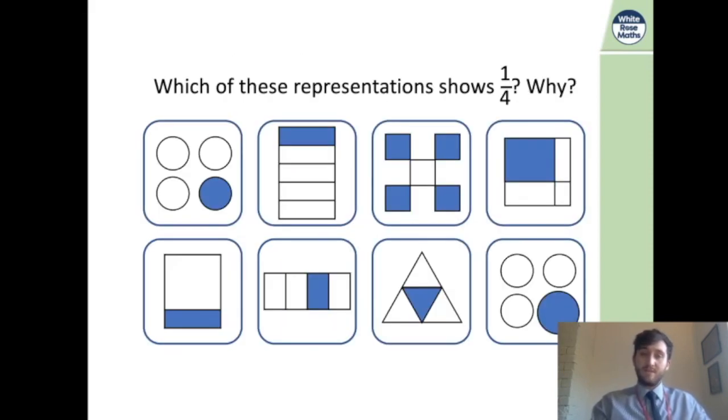So now, which of these representations shows 1/4 and why? So have a look at each of these representations. Which of these show a quarter? What you could even do, if you're doing this in your exercise book, you could just write number 1, 2, 3, 4, 5, 6, 7, 8, and you could put a tick next to the number 1 if you think that this shows 1/4, or you could put a cross, and you can see if you get the same ones as me. So pause the video, guys, and have a think.